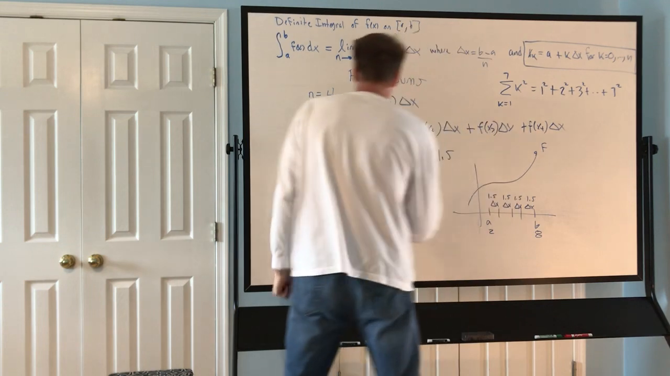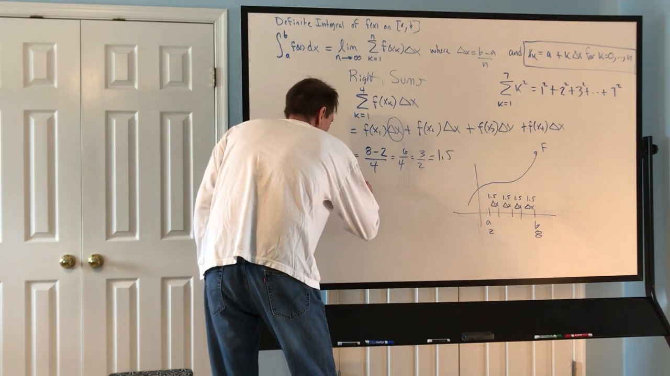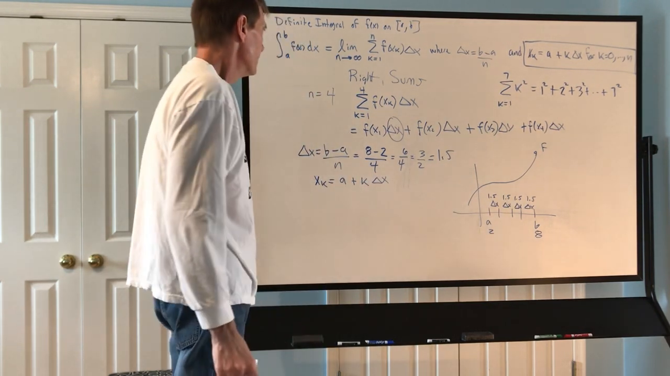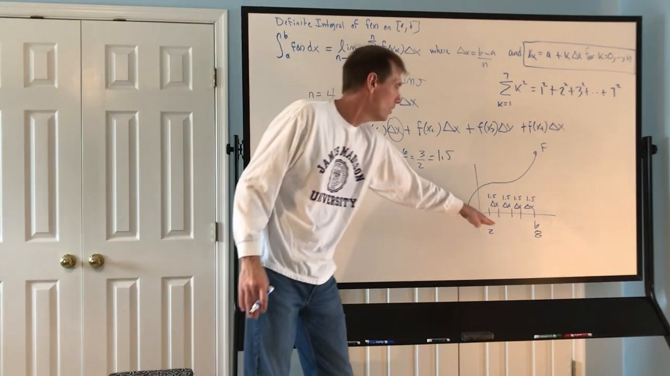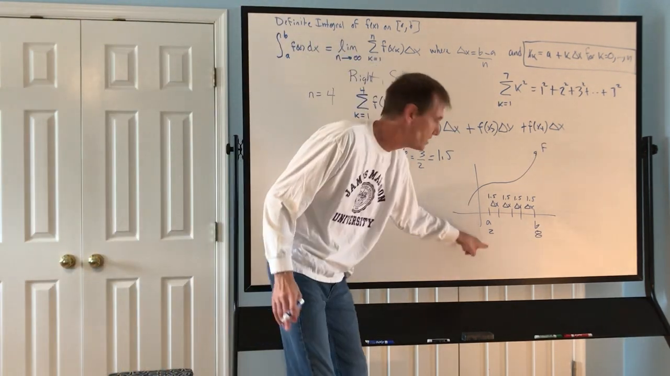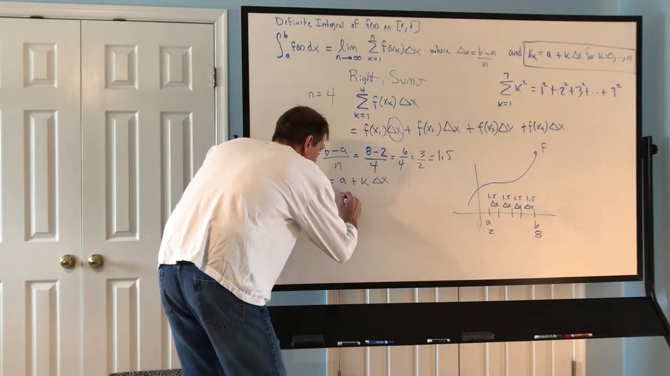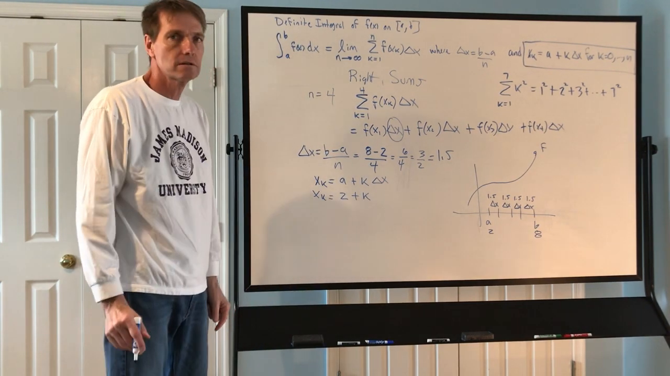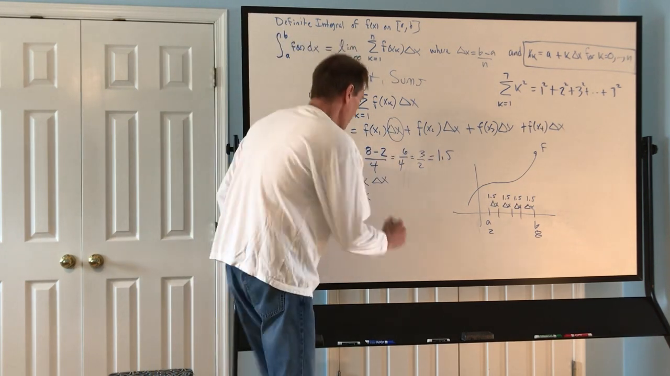X sub k is equal to a plus k times delta x. Now specifically for our example, who was our a? I'm like, Dr. Warren, I don't know. Well, look, who is a? Well, a was 2, so my x sub k's would be 2 plus k times delta x. Well, for our example, when n was 4, our delta x ended up being 1.5.